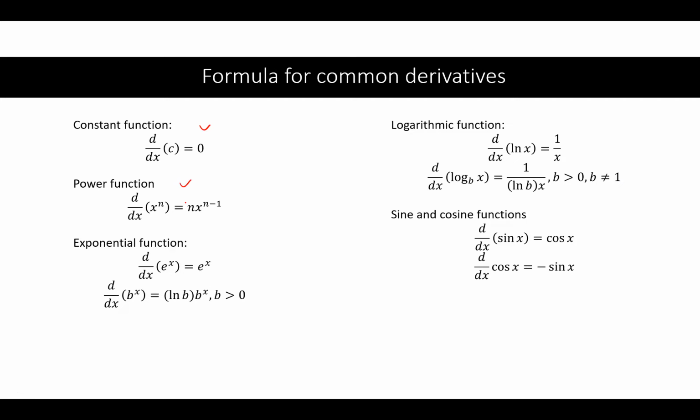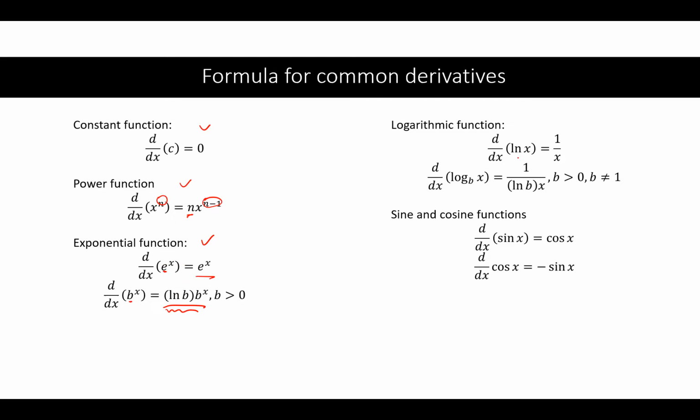The power function: the way we calculate the derivative is to move the power, n, down in front. This is the nth power of x. So this is n times x to the power of n minus 1. So now the power becomes 1 less. This is just something to get you familiar with. Exponential function: if the base is e, then if we take the derivative, it's actually still itself, right? If the base is b, then this is what we have, because we have this extra ln b here. This is something to keep in mind.